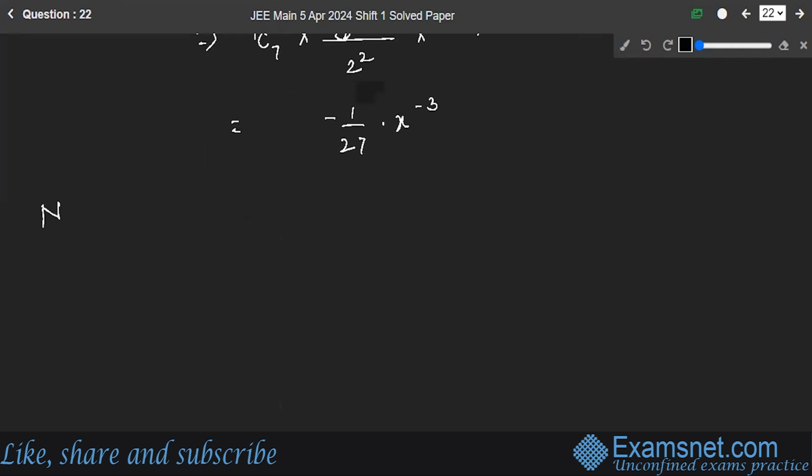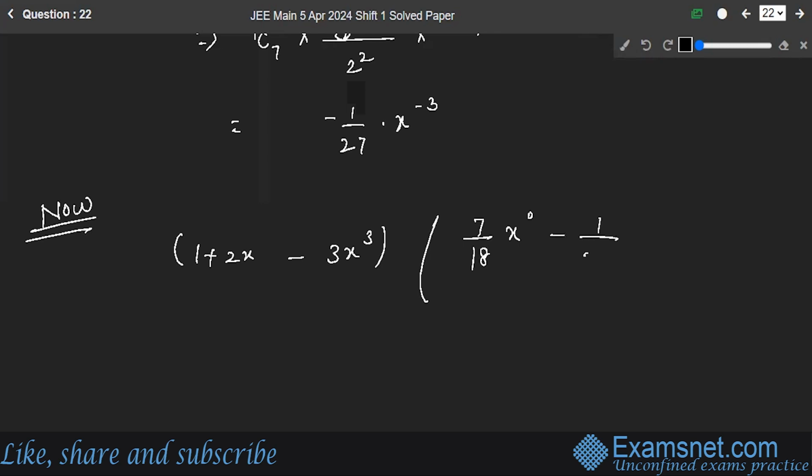Now let's get back to our expression which was given to us. It was 1 plus 2x minus 3x cube, the whole thing multiplied by 7 upon 18 x power 0 minus this. So I have picked up these two terms only from the whole thing because I want the constant term. And why x power 3? Because I want to cancel this one as well.